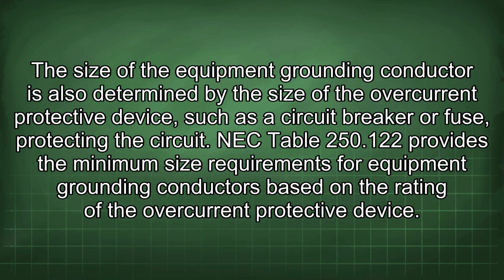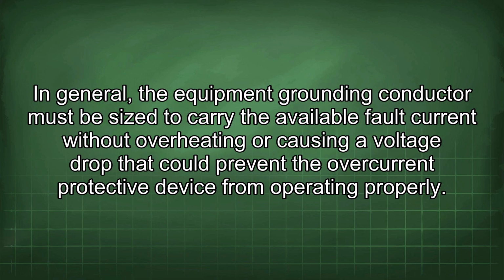The size of the equipment grounding conductor is also determined by the size of the overcurrent protective device, such as a circuit breaker or fuse, protecting the circuit. NEC Table 250.122 provides the minimum size requirements for equipment grounding conductors based on the rating of the overcurrent protective device. In general, the equipment grounding conductor must be sized to carry the available fault current without overheating or causing a voltage drop that could prevent the overcurrent protective device from operating properly.